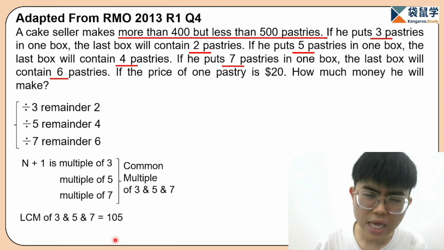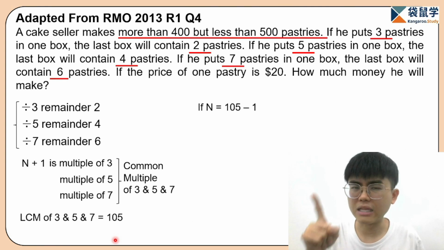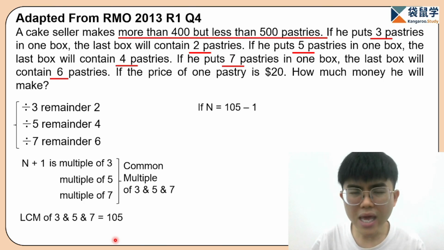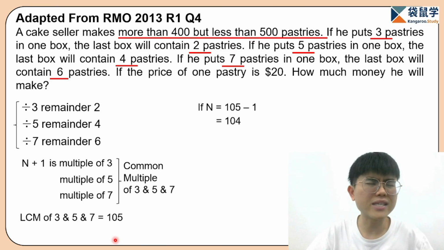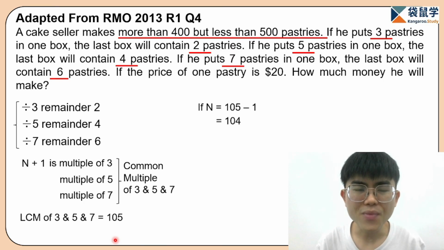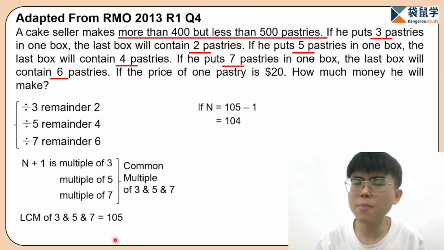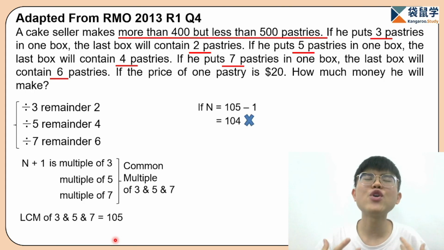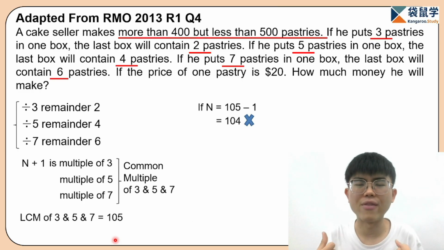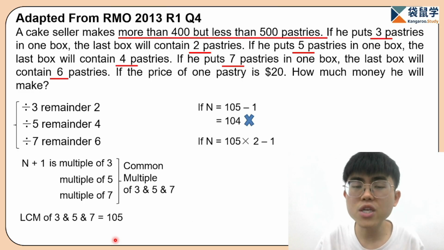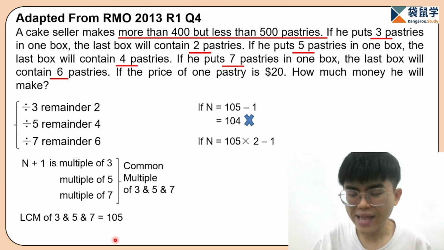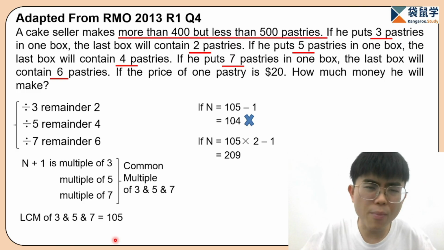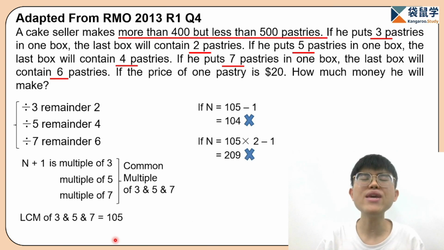Now, first thing first, let's say n plus 1 is 1 multiple of 105. So 105 minus 1, we get 104. But everyone, can this be our answer? We say that it must be more than 400 but less than 500. So this cannot be our answer. Now we try the next multiple of 105. We see that 105 times 2 minus 1, so in this case, we will have 209. Again, this is not more than 400. This cannot be our answer.